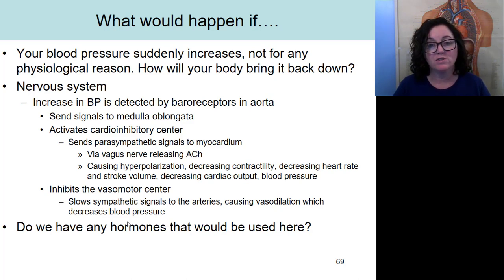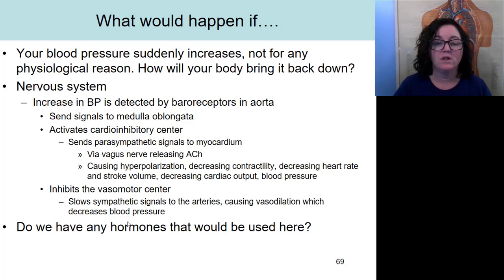The cardioinhibitory center is going to send parasympathetic signals to the heart. It's going to go via the vagus nerve. So the vagus nerve is what carries those parasympathetic signals to the heart. The neurons in the vagus nerve are going to release acetylcholine onto the SA and AV nodes of the heart. The acetylcholine is going to cause hyperpolarization of those cardiac muscle cells. When the cardiac muscle cells hyperpolarize, it's harder for them to produce an action potential. And if we have less action potential, we're going to decrease contractility, decrease heart rate, decrease stroke volume, decrease cardiac output, and decrease blood pressure.